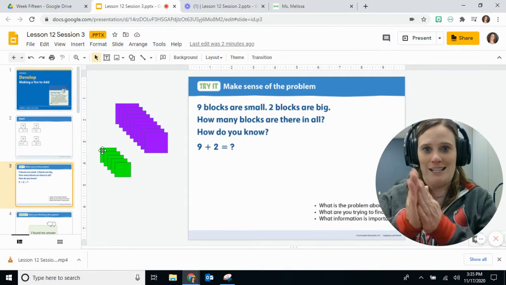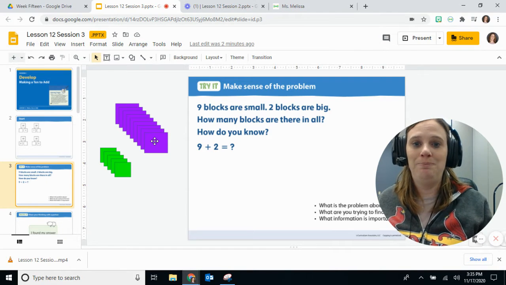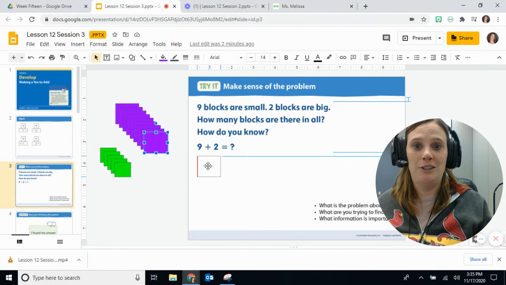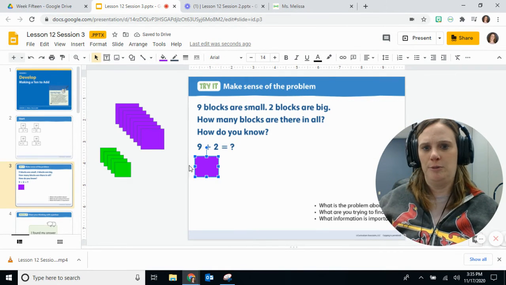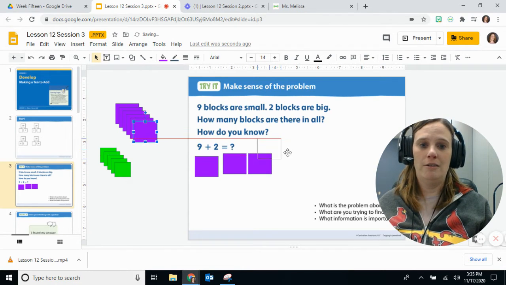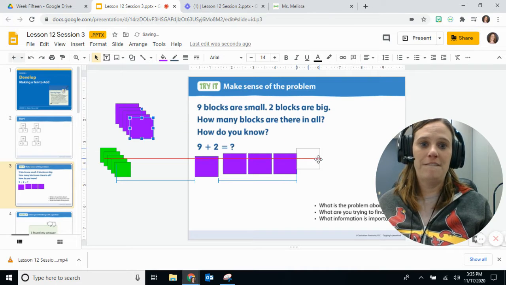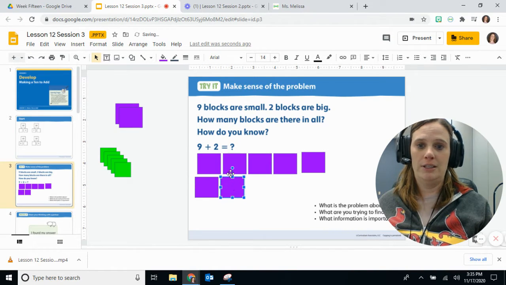All right, let's do our try it today. 9 blocks are small. 2 are big, of course. Okay, well, let's do 9 blocks are small, and I made them purple because nothing is ever purple in math, so I'm going to do some purple. 1, 2, 3, 4, 5, 6, 7, 8, 9. Try to do them like a 10 frame. Ooh, that's almost full, isn't it?